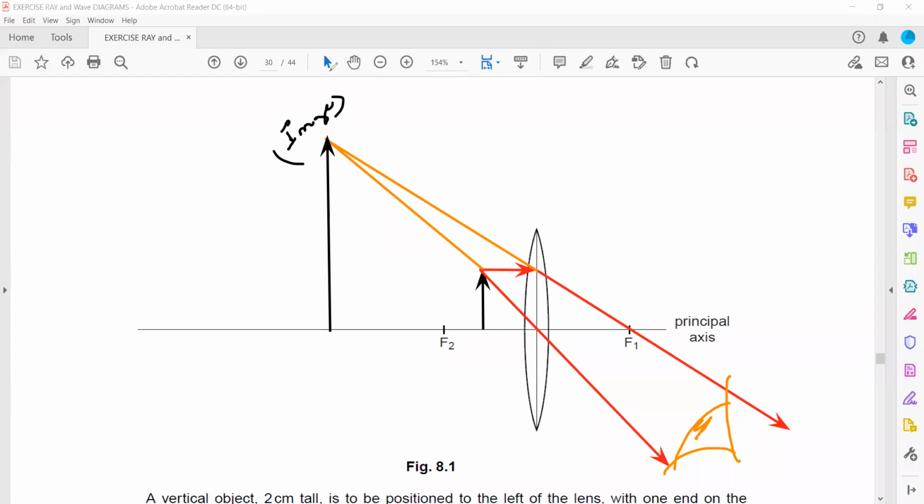So these are some questions related to image formation as well as ray diagrams and completing the wave motion. Next session, we'll discuss the remaining questions from this exercise.